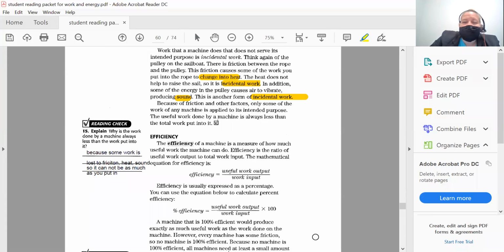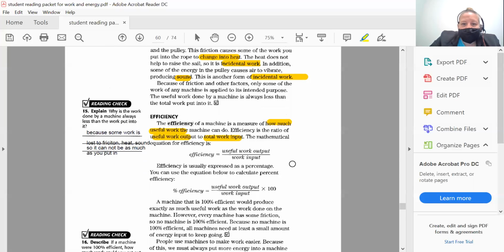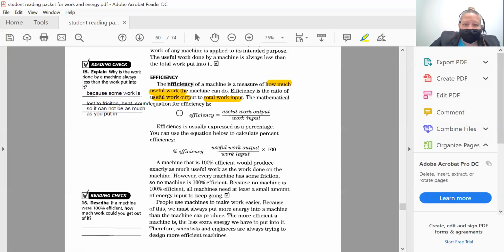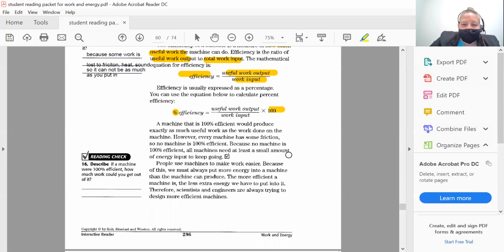Efficiency. This is going to tell you how much of your work is actually lost to heat, sound, or friction. The efficiency of a machine is how much useful work the machine can do. Efficiency is the ratio of useful work to total work input. So here's the mathematical equation. Efficiency equals useful work divided by work input, and then we multiply it by 100 because efficiency is usually reported in percent.